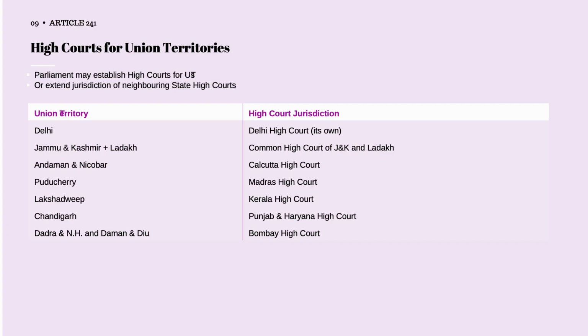Now, high courts for Union Territories. The Parliament may establish high courts for Union Territories, which is obvious, or extend the jurisdiction of a neighboring state's high court. Just in the same way we talked about the Kohima bench, we do not have our own High Court. We have the Guwahati High Court, with the Guwahati bench and the Kohima bench. Delhi is the only Union Territory that has a High Court of its own. Another prelims fact: Delhi is the only Union Territory that has a High Court of its own. Jammu Kashmir and Ladakh have a common High Court, right?